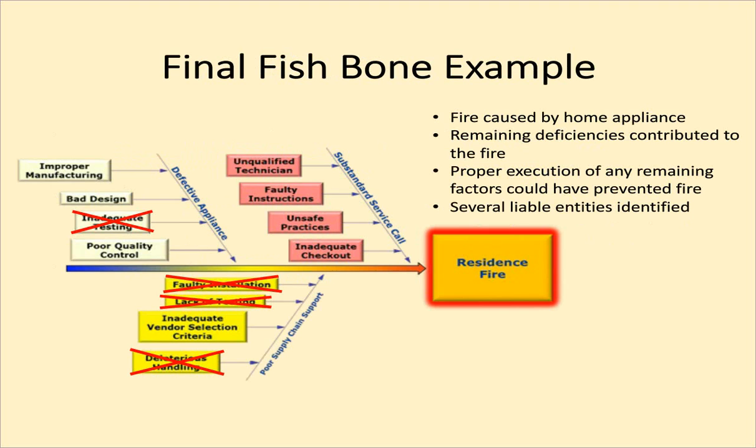And here's what you end up with in this hypothetical case. The fishbone diagram shows that 4 items have been removed as a result of the investigation, and there are quite a number of remaining factors that did contribute to the actual fire.